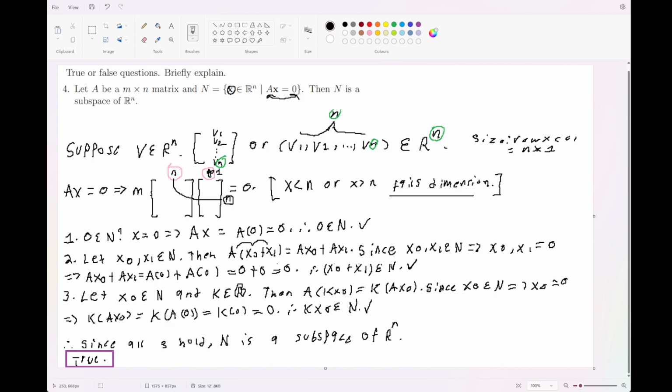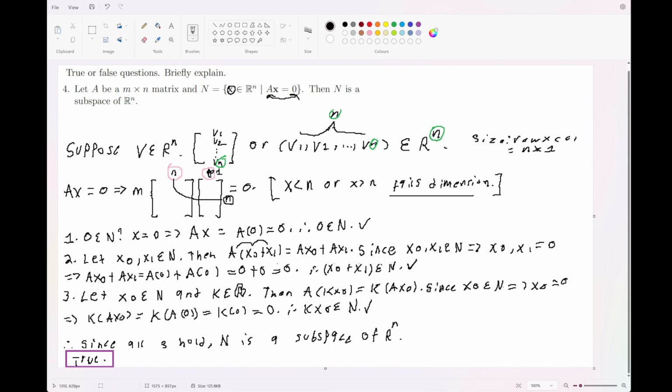Then we're going to let x naught be an element of N and k an element of our field R here. Well, you can pick any field that you want, really. It's not really explicitly defined, so it can be like F. Then A k x naught equals k A x naught. Once again, we just go back to our definition.